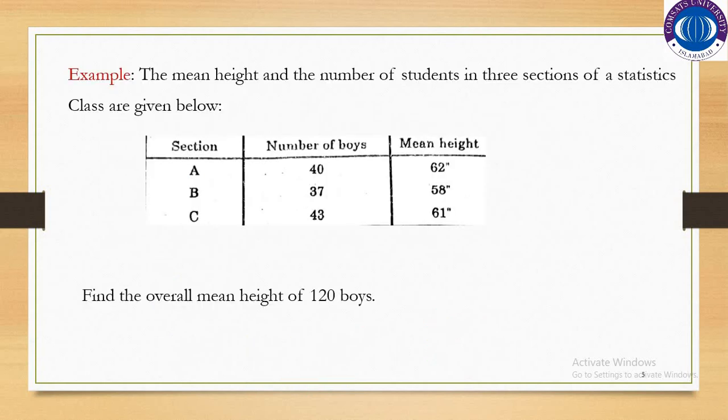Example: the mean height and the number of students in 3 sections of a statistics class are given below. There are 3 sections A, B, and C, and the number of boys in each class is 40, 37, and 43, and their mean height is 62, 58, and 61. Find the overall mean height of 120 boys. If you sum over all these numbers of boys, it would be equal to 120. And this is basically n, the total number of boys. This is small n1, n2, n3, as A, B, C are these subgroups.